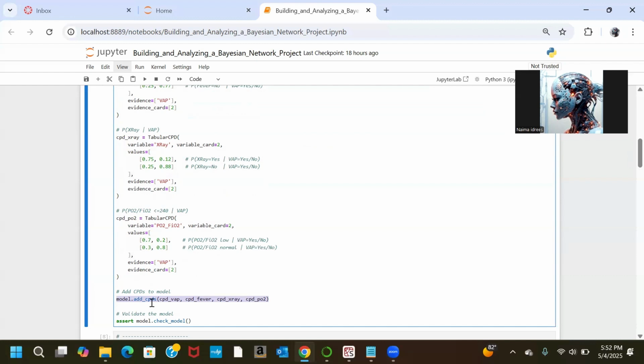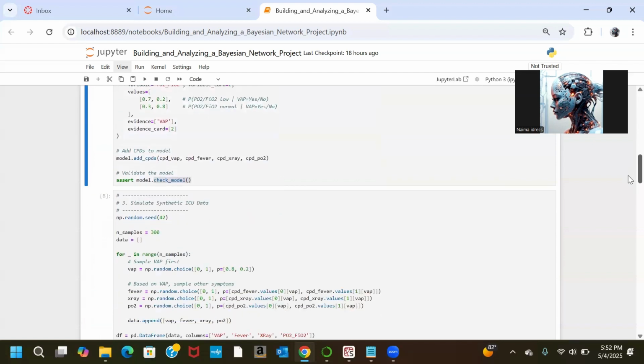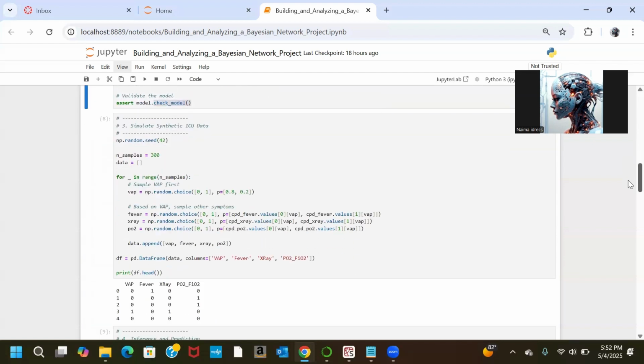This will add all the CPTs, like CPD VAP, CPD fever, CPD X-ray, CPD PO2, all these CPTs to the model and check whether everything is valid. Here we have mentioned the function. This will validate and check whether everything is valid, appropriate and consistent also.